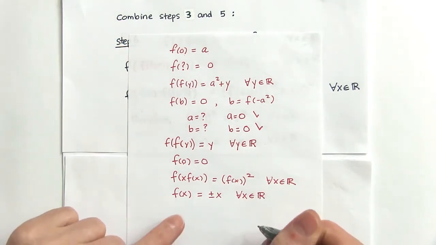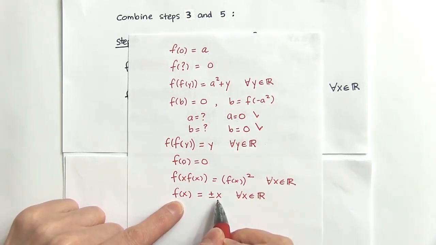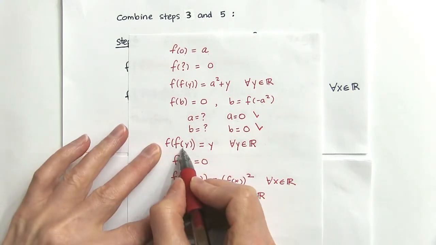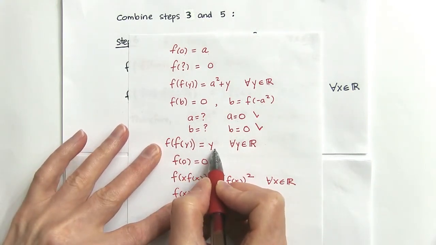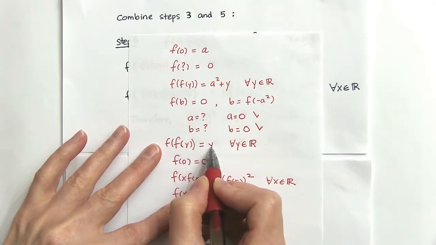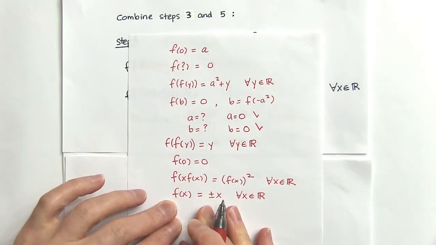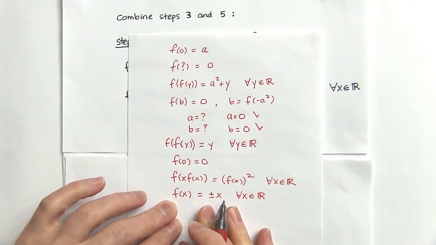We know that for every real x value, f at x is either plus x or minus x, and we also know that f is its own inverse, and so f is a reflection of itself across the line y equals x. So what kind of a function is f?